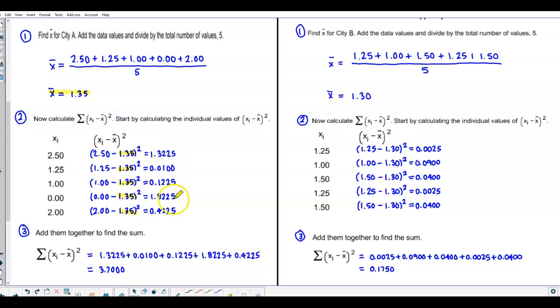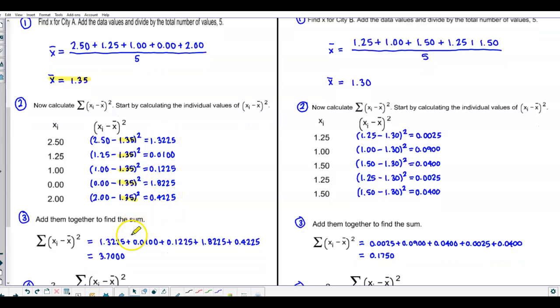And so once we have all these values, we want to add them in part 3 to find the sum. So when we add these numbers together, we get 3.7000. And we're going to do the same thing over here.